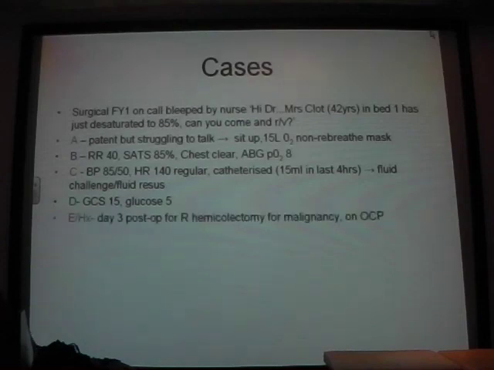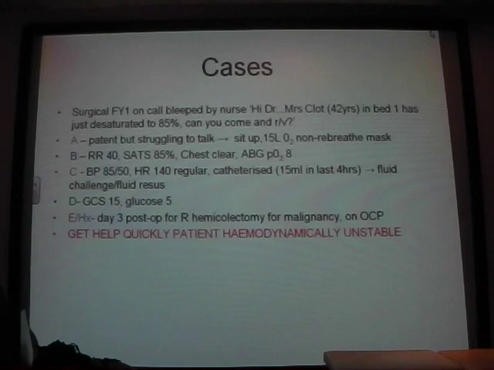In her history, she's 3 days post-op for a bowel resection for a cancer. She's also on the oral contraceptive pill. Get help. What do you think we need to do in this case?